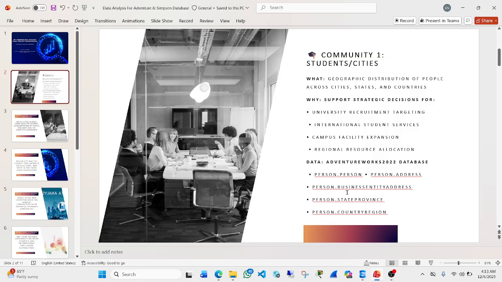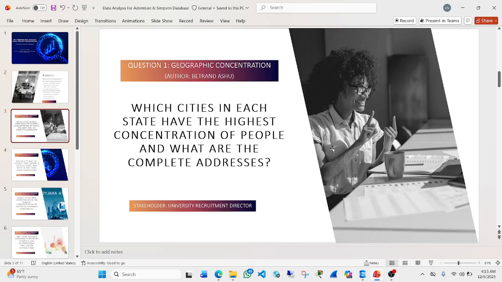So these are basically the five tables of data that I extracted from: person, person address, person business entity, and the rest. So I'm going to get to the first question. The first question: which cities in which states have the highest concentration of people? Very important. And what are the complete addresses?